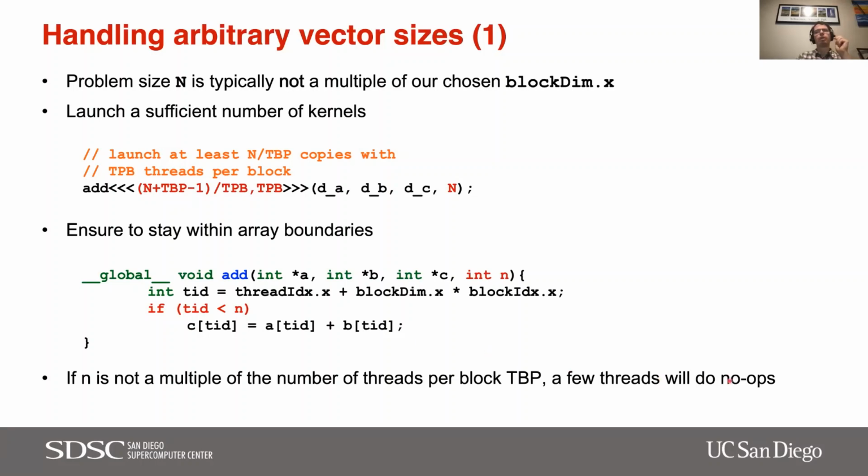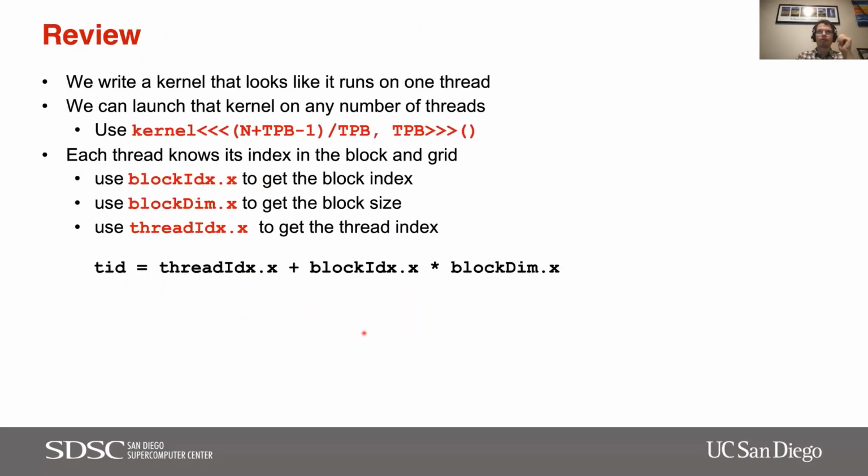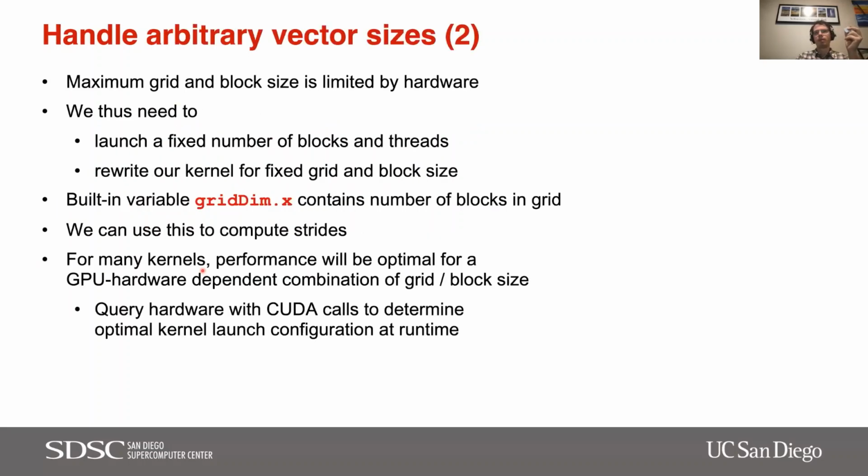A few threads will do no operations at the end of the vector, but that's fine. It's just a little bit of resources that are being wasted, but not much. So we write a kernel that looks like it runs on one thread, but we launch it with multiple threads per block and multiple blocks. Each thread knows its index in the block and the grid, and we can use that to compute a unique thread ID.